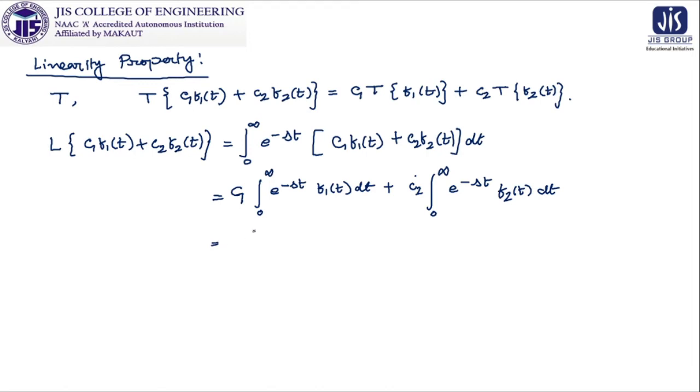Now from the definition of Laplace transform of f1(t), in the next line I can write c1 Laplace transform of f1(t) plus c2 Laplace transform of f2(t). So we have started with Laplace transform of c1 f1(t) plus c2 f2(t), and we have reached c1 times Laplace transform of f1(t) plus c2 times Laplace transform of f2(t), and it shows that Laplace transform is linear.